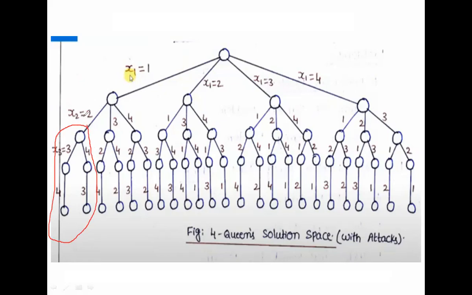Okay, then here, constraint 1. We place Q1 in first column, then Q2 in third column. Then Q3 in second column, so it is not placed here. This is what we call a bounding function. This is also what we call the bounding function.